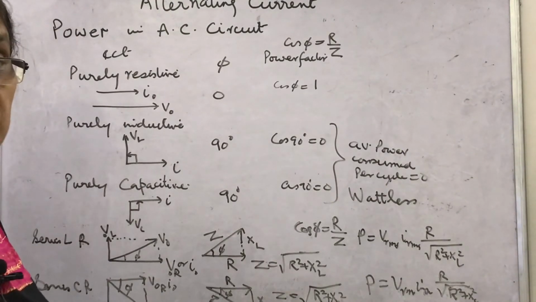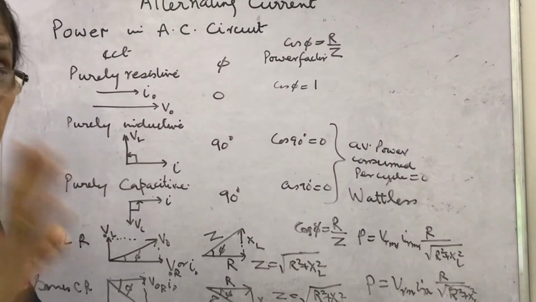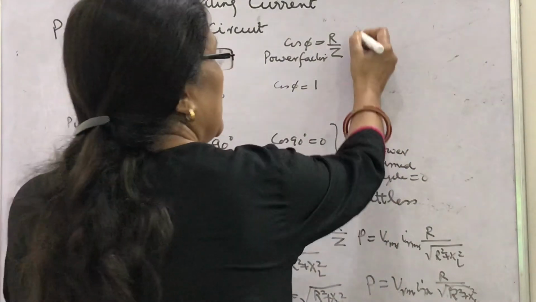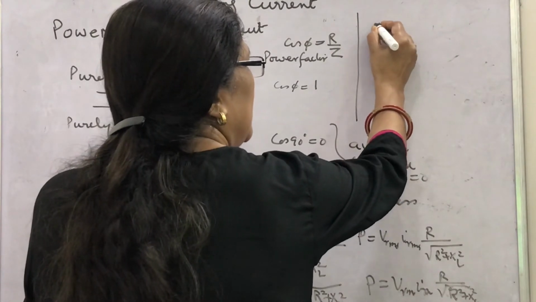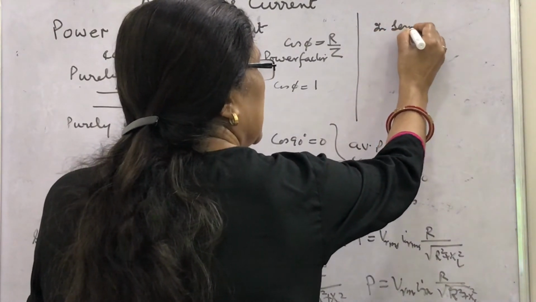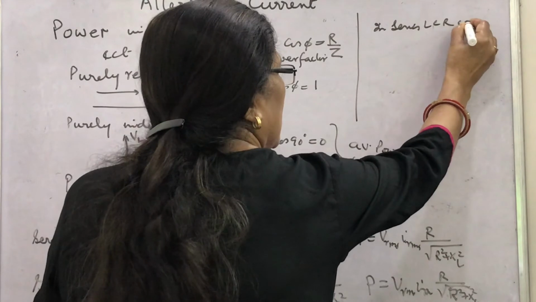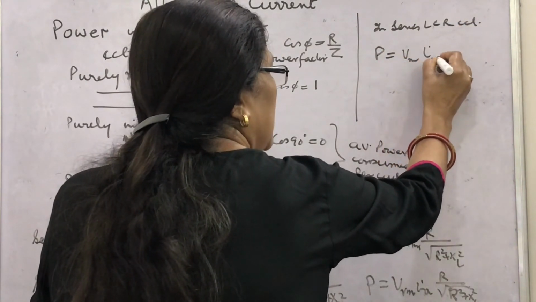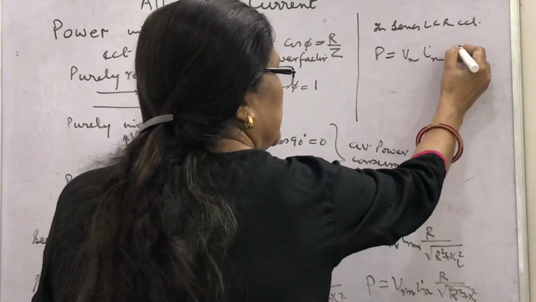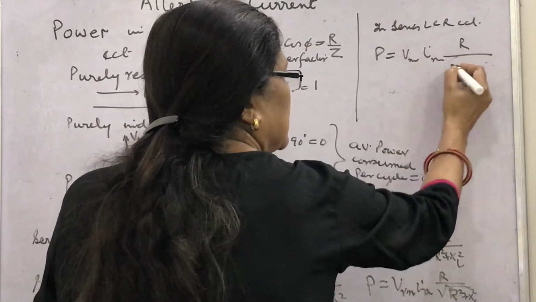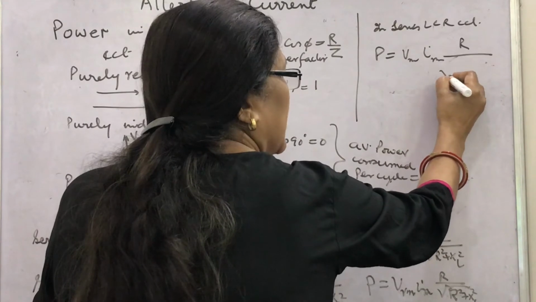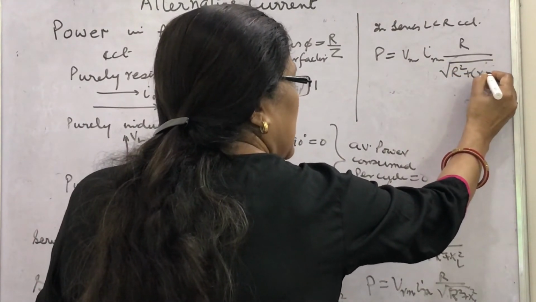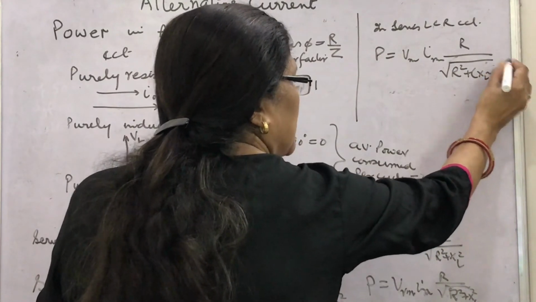What about the series LCR circuit at resonance? In the series LCR circuit, what will be the power factor? Vrms Irms is the average power consumed, times R upon Z. What is Z? Under root R square plus XL minus XC whole square.